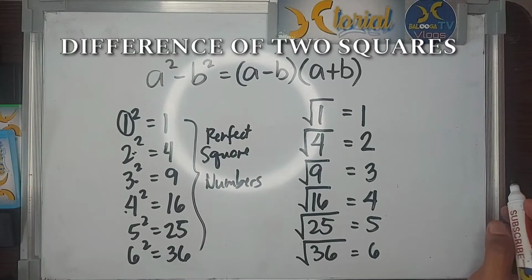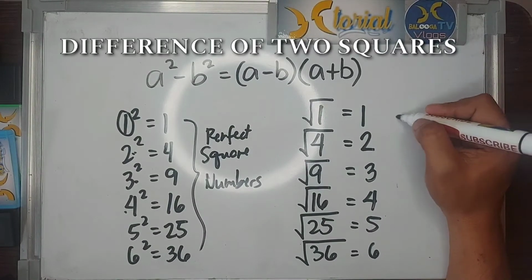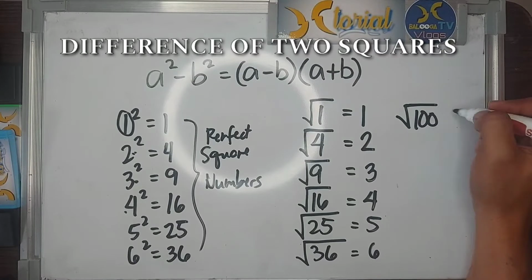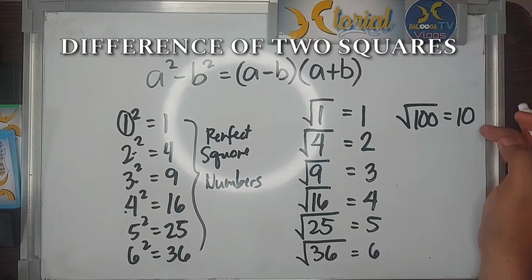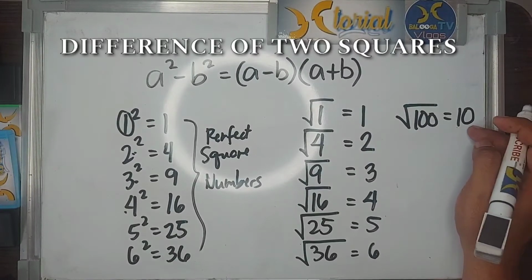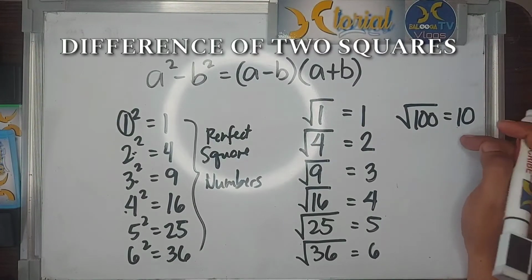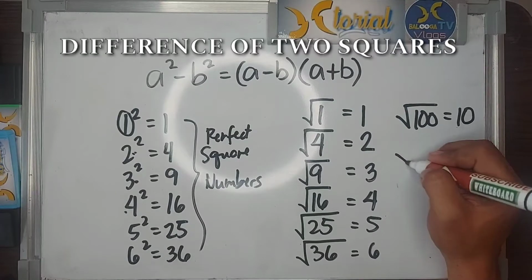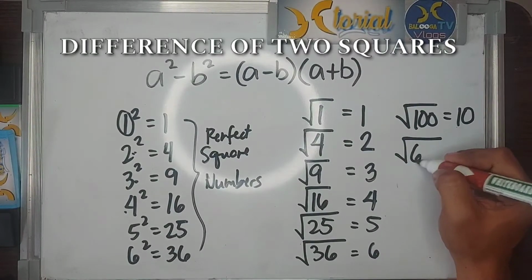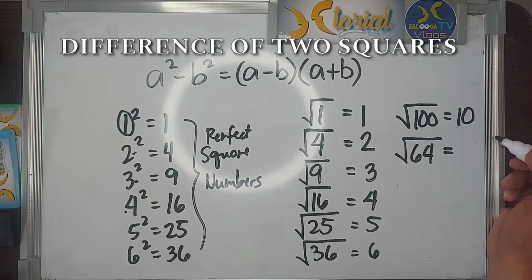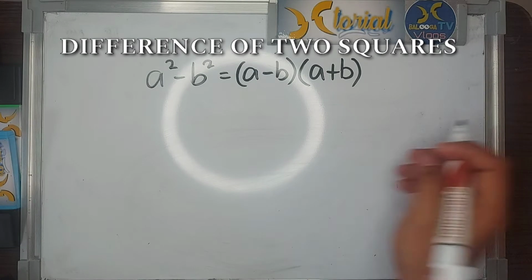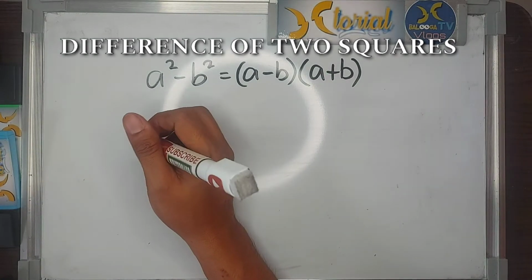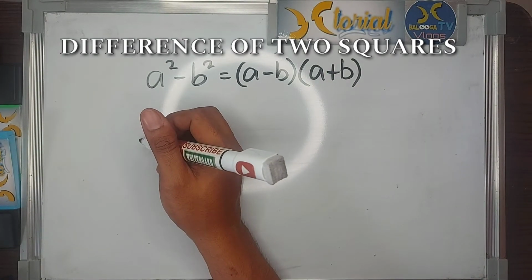So, ganun po yun. So, example po, what is the square root of 100? It is 10. Okay, kasi 10 times 10. Dapat parehong number. Okay, 10 times 10. What is the square root of 64? It is 8. Kasi 8 times 8. Okay, so ganun din po ang gagamitin natin kapag variable po yung pinag-uusapan natin. Or we have an expression.